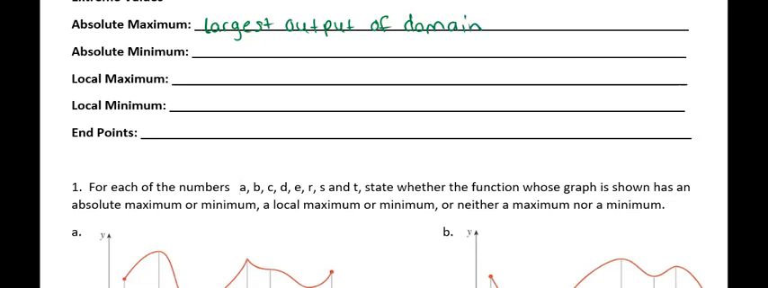Remember, the output refers to the y value. The x value is the input, the y value is the output. So this could also be thought of as the biggest y value when you substitute in all of your x's, or you check different x values of your equation, the biggest output, so the biggest y of the domain, so the biggest y of your function. Absolute minimum is just the reverse. It's the smallest output.